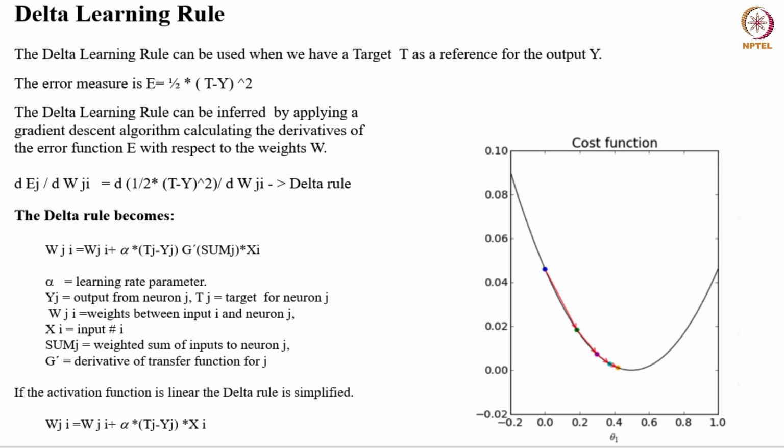The derivative of the transfer function is there because the whole formula is derived through the derivation of the error with respect to the weight, where the transfer function is a component. In the linear case, this derivative is 1. When you take the derivative of a linear function, it's 1. So this factor disappears, and you get the simplified function at the bottom.